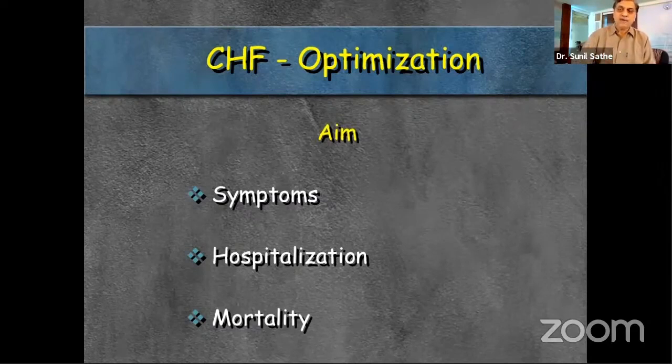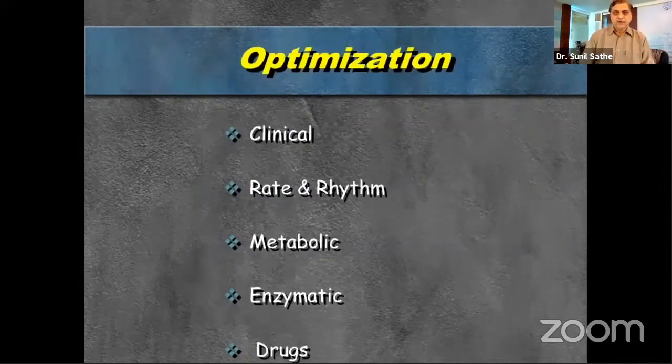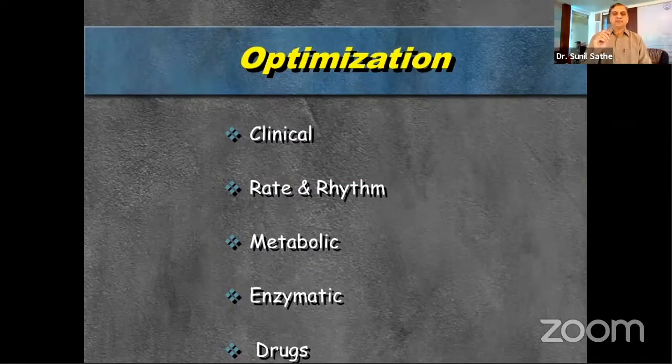Now, what do I mean by optimization? When I look at optimization in patients with heart failure, I want clinical optimization. I want optimization of rate and rhythm. I want metabolic optimization. I want enzymatic optimization, and most important, I want drug optimization. So when a patient comes to me in the clinic, or is admitted in the CCU in the decongestive phase, I want to look at the following things. That is how I'll be sure that I have optimized my patient perfectly.